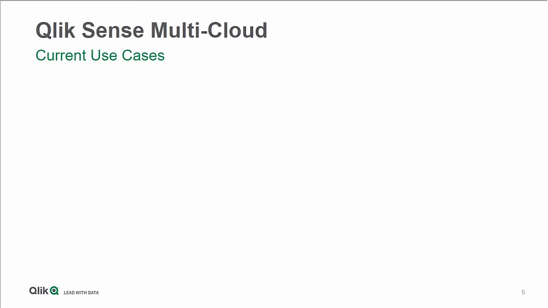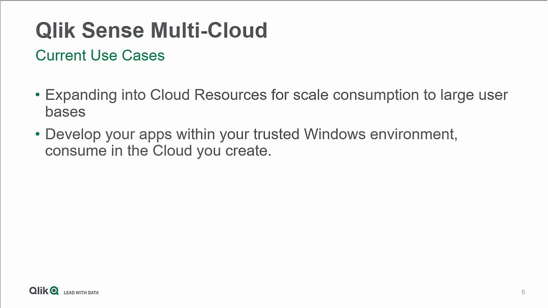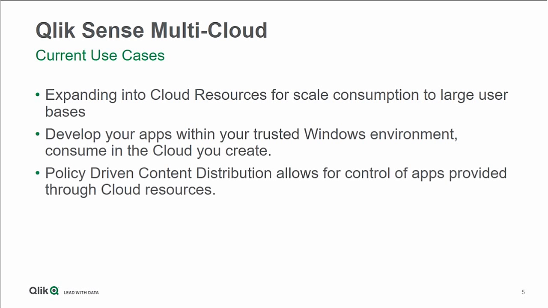Some of the use cases are expanding into cloud resources for scale consumption to large user bases. One of the other available advantages is that as you scale out consumption to large user bases, those large user bases can be geographically diverse. One of the other use cases, rather, is that you can develop your apps within your trusted Windows environment that you're already using and then consume those in a cloud that you're creating. Finally, with policy-driven content distribution, you will have control of how your apps are interacted with in these cloud resources.